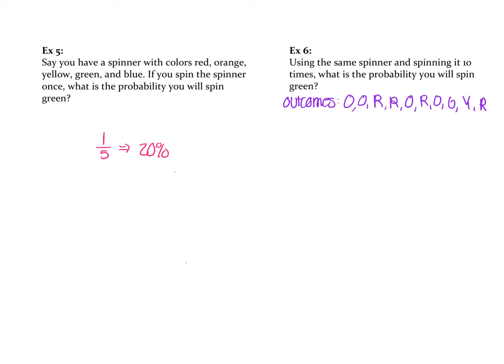So now I want to calculate, based off of those 10 times, what's the probability you will spin green? I want to look at how many times it actually happened. Well, it only happened one time out of the 10 times I did the trial, which means my experimental probability of landing on green would be 1/10.